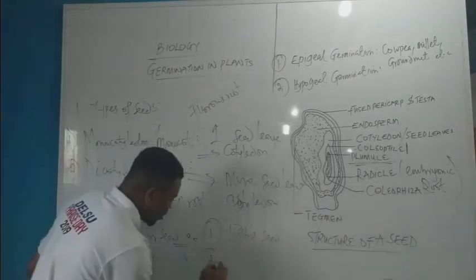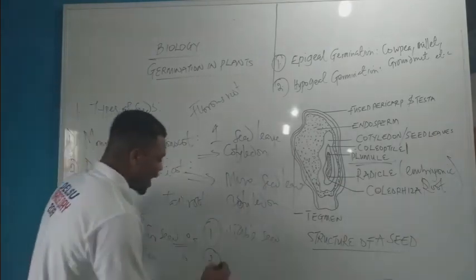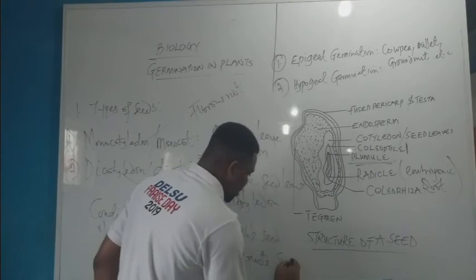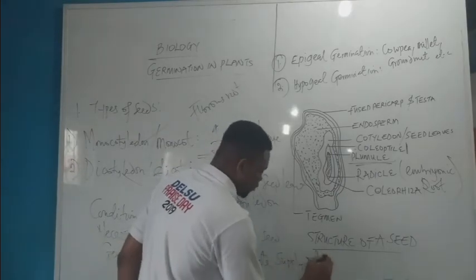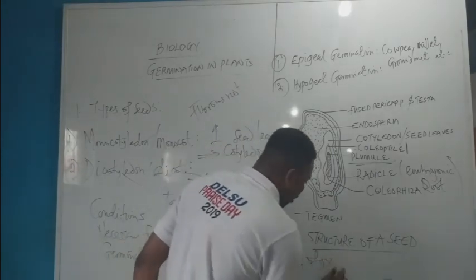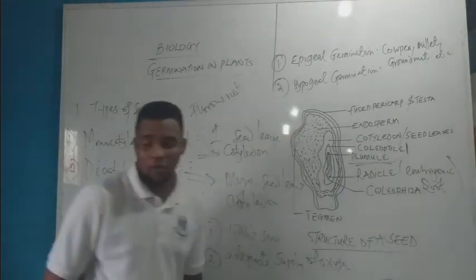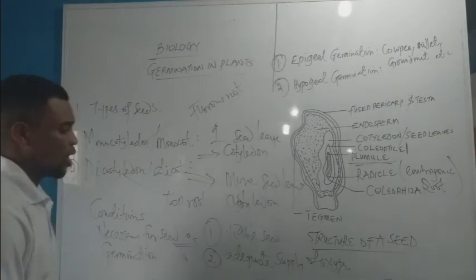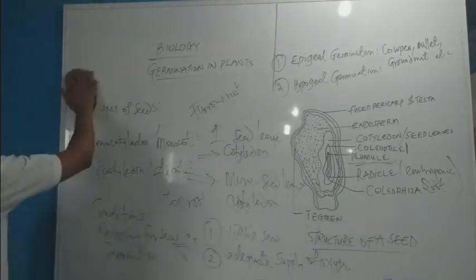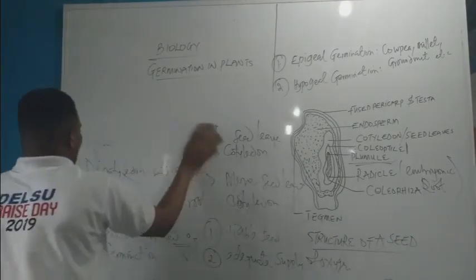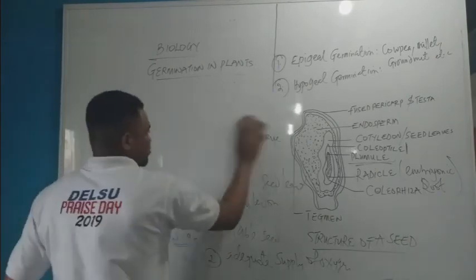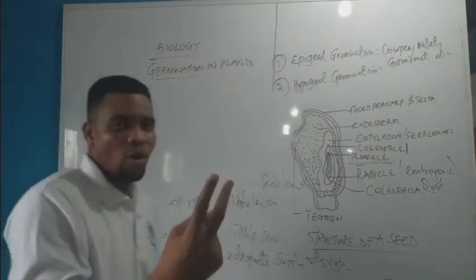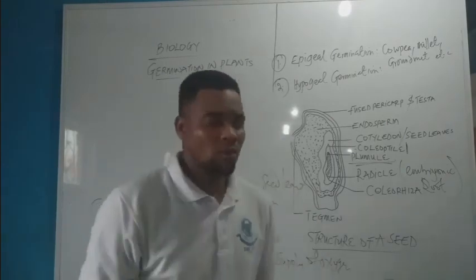Now, the next one is adequate supply of oxygen. Oxygen is needed for growth and respiration. Plants use it for growth and what? For breathing. So respiration occurs in a plant in two organs. They're known as the stomata and the lenticels.